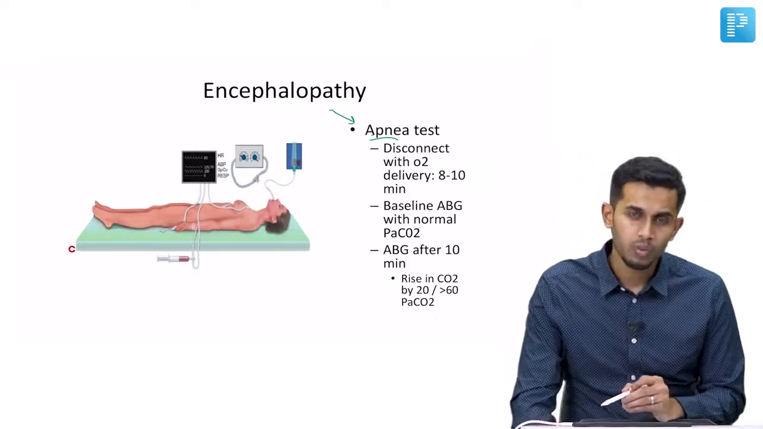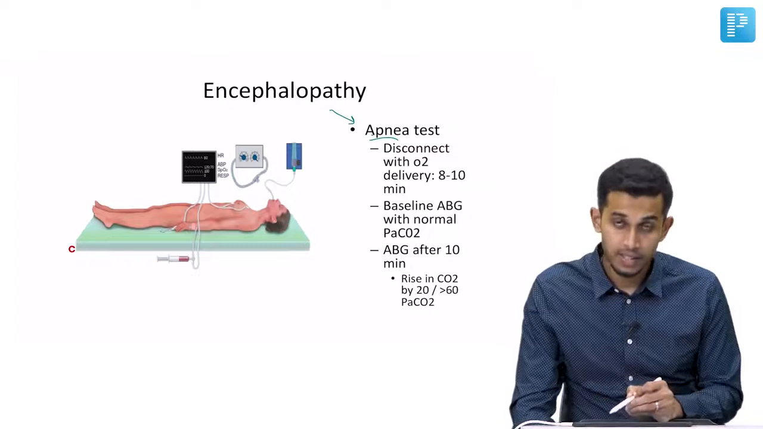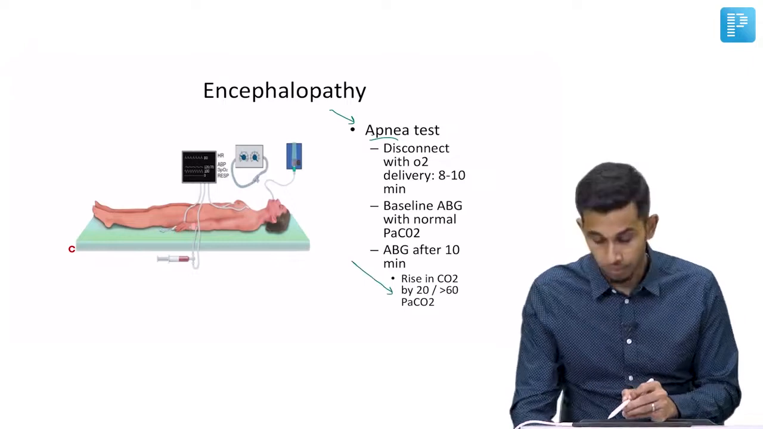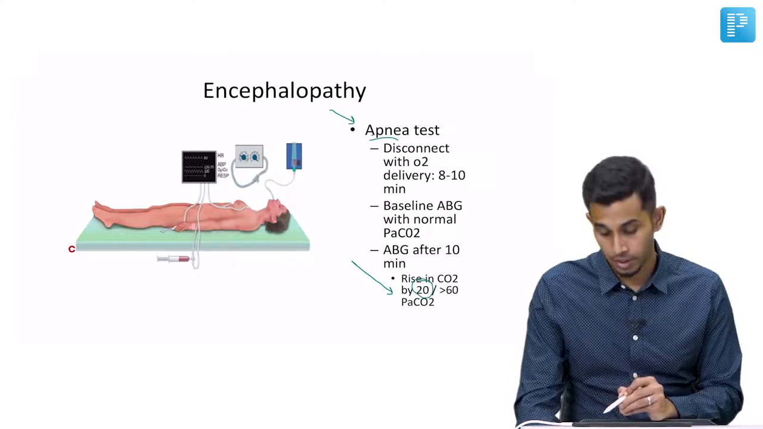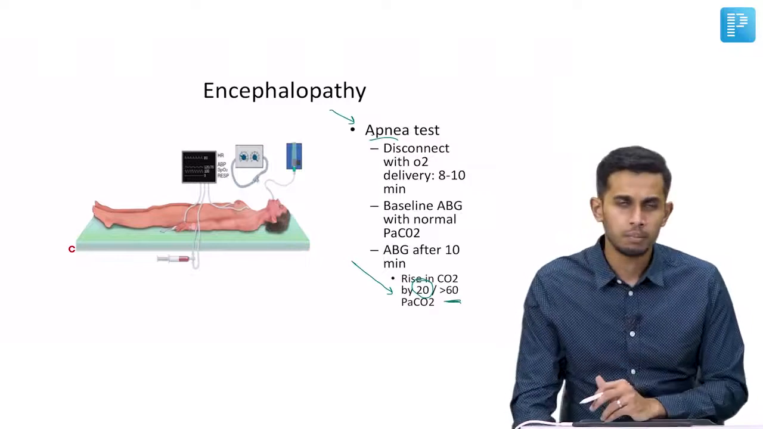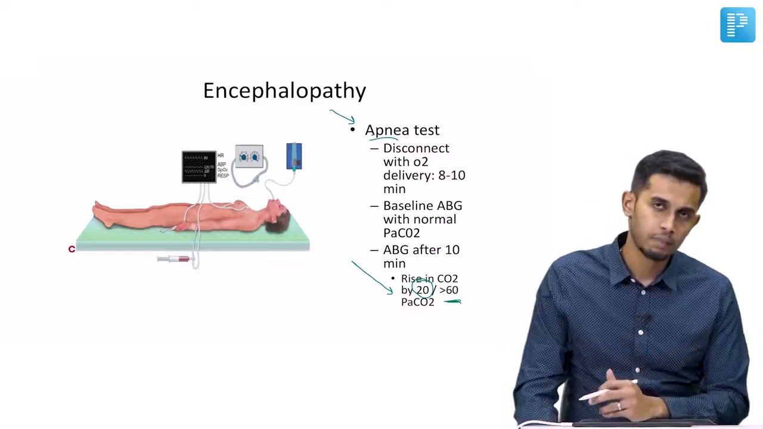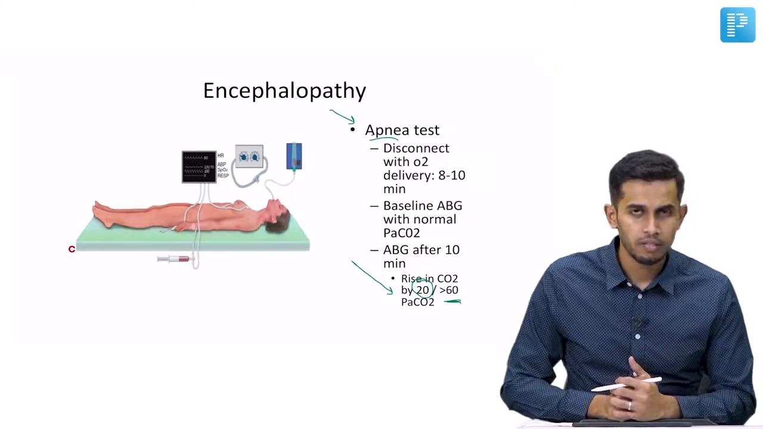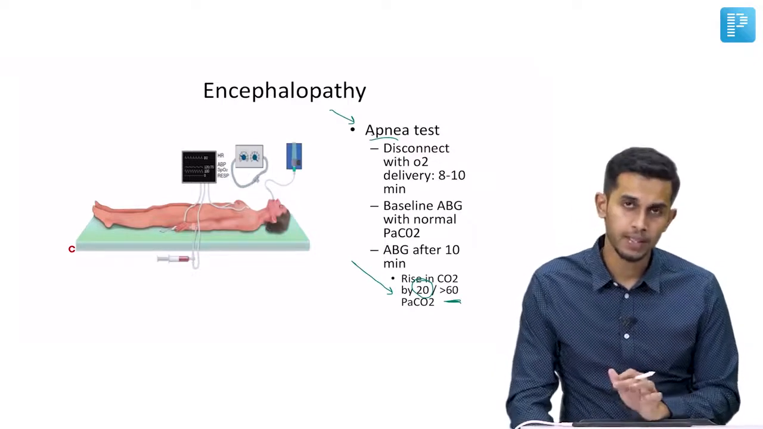analysis. So what do we find in this arterial blood gas analysis if the patient is brain dead? We say that the apnea test is positive when there is a rise in PaCO2 of up to 20 from the baseline ABG which we did, or if PaCO2 is more than 60 millimeters of mercury, then we also say that the patient's apnea test is positive. Then we connect the patient back onto the ventilator and discuss with the patient's relatives regarding the feasibility of organ donation. This is how the apnea test is done.